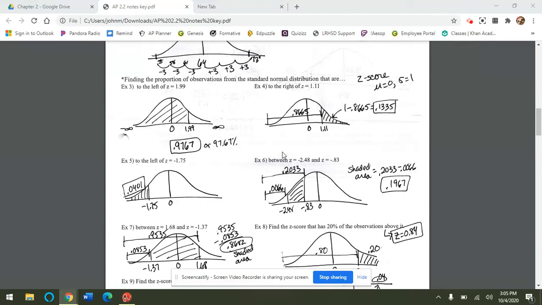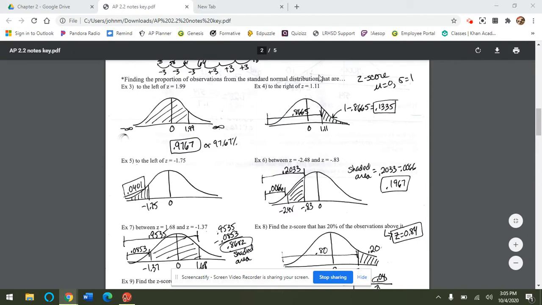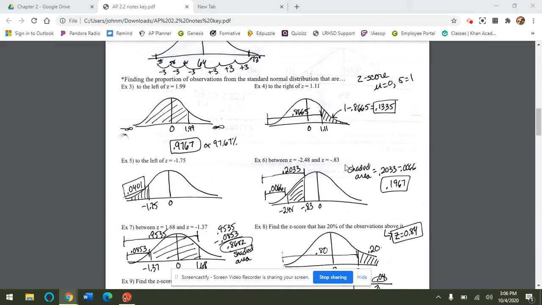So today's objective is we want to find the proportion of observations from the standard normal distribution, but I want to add a twist in that we're going to use the calculator to compute the proportions instead of using the blue charts, the paper charts, okay? There are two different methods to do this. We've spent the past couple days working on doing these kinds of problems from your chart. Now I want to show you a way that we can do this with technology.